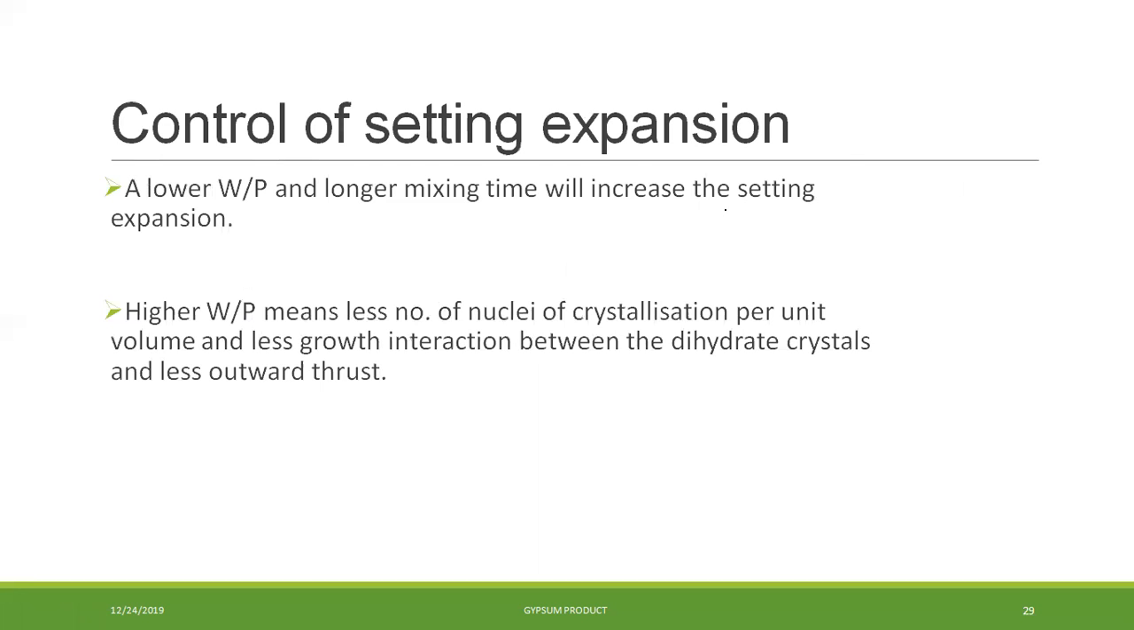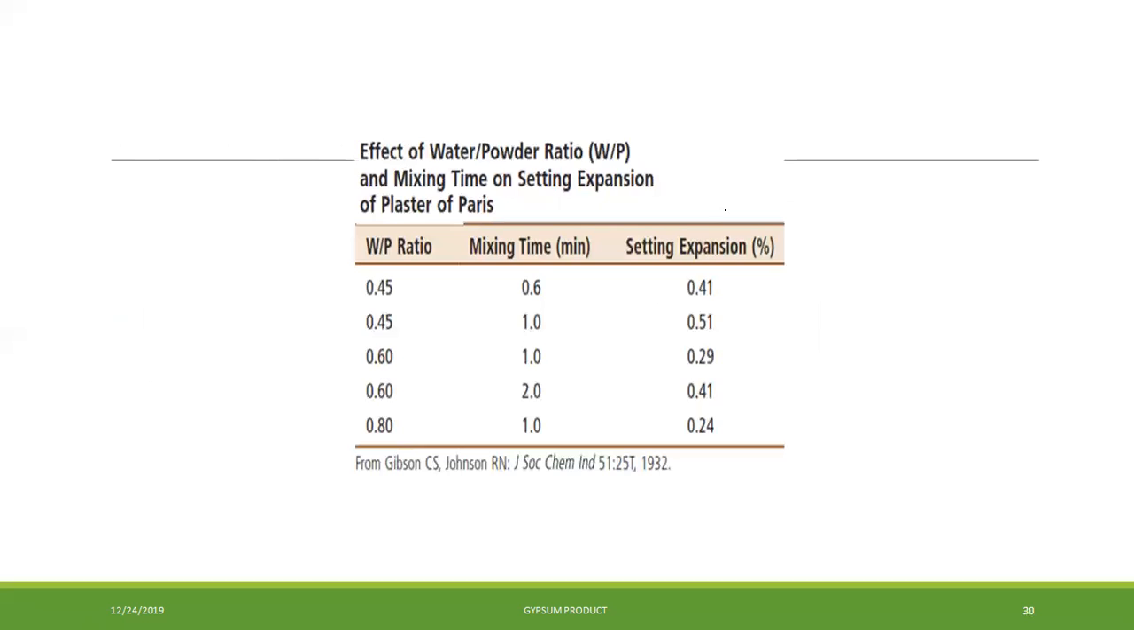Now, how do we control setting expansion? As we lower the water powder ratio, and with longer mixing time, the setting expansion increases. Lower water powder ratio means we are adding less water. If there is a higher water powder ratio, there are fewer nuclei of crystallization per unit volume, less growth interaction between the dihydrate crystals, and less outward thrust. So a higher water powder ratio means lesser expansion, and a lower water powder ratio means increased expansion. You can remember this also, right?